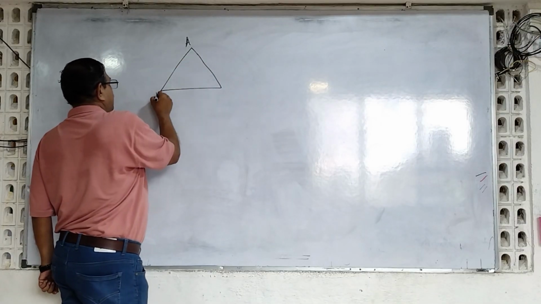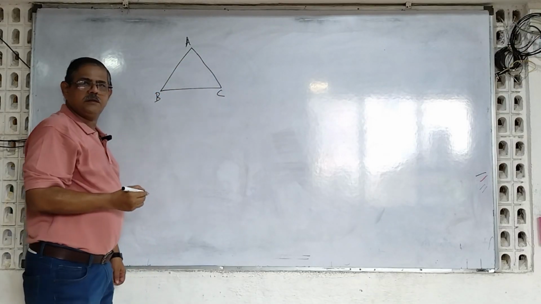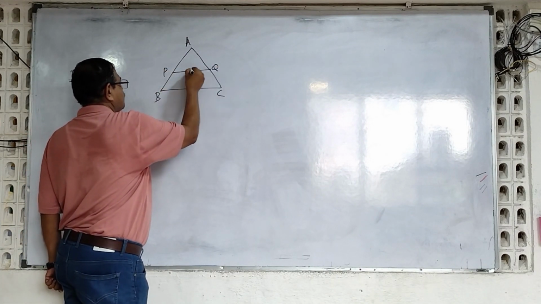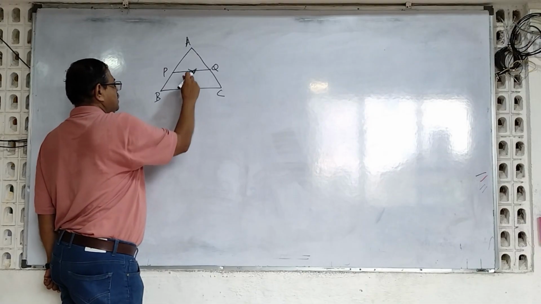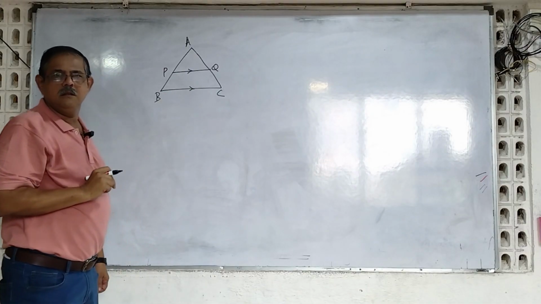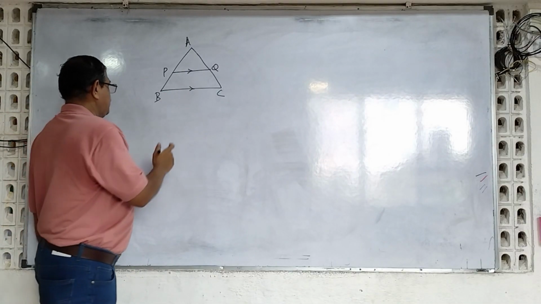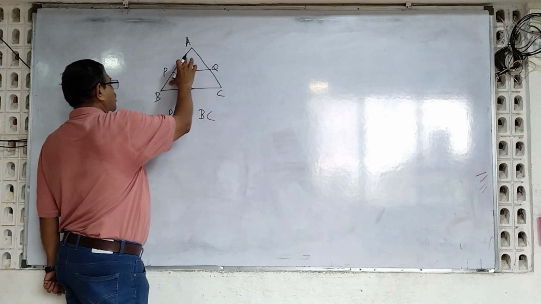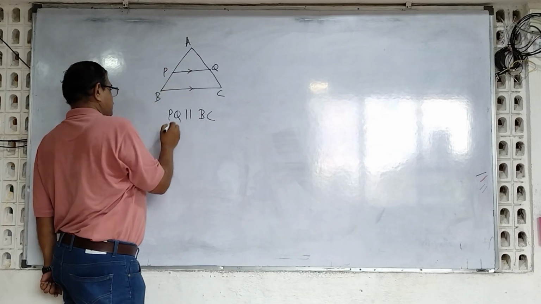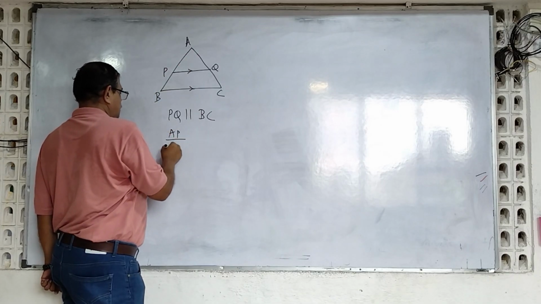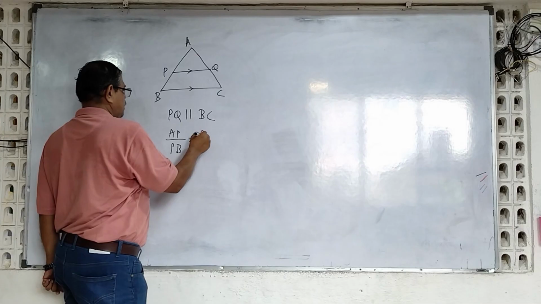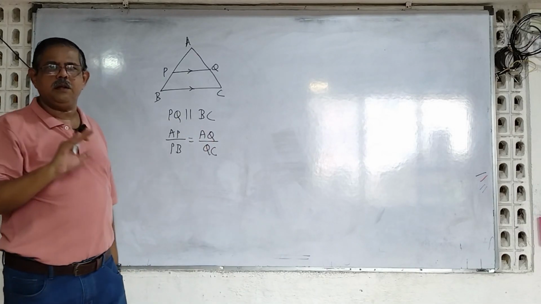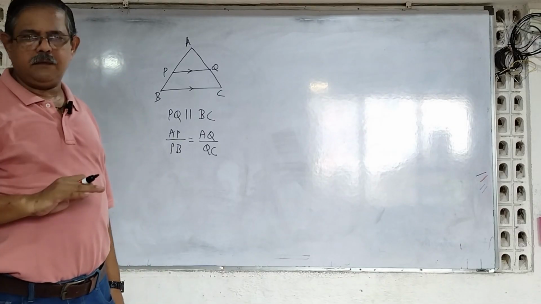In triangle ABC, suppose PQ is parallel to BC. This symbol is used for parallel. PQ is parallel to BC. Then I get the ratio of the parts of the sides, that is AP upon PB is equal to AQ upon QC. This is the simple basic property theorem that we learned last time.